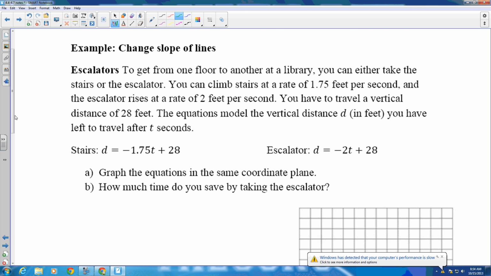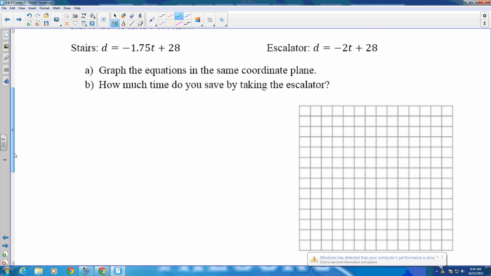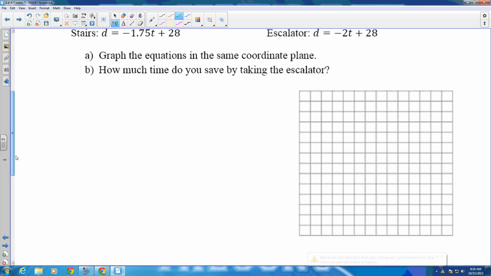So it wants you to graph the equations in the same coordinate plane. How much time do you save by taking the escalator? So they're already in slope-intercept form. So we need to make our axes.